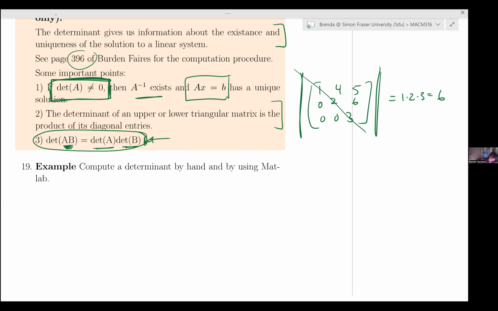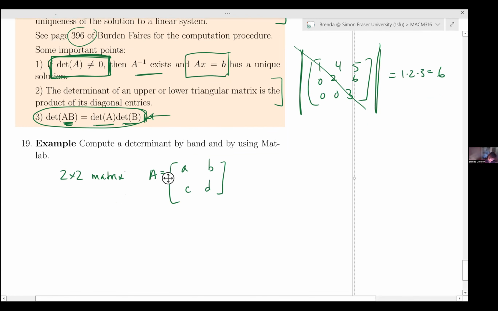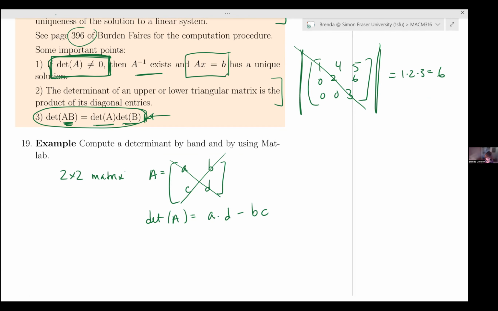Okay, so as before, if we have a 2x2 matrix looking like this, A, B, C, D, and we want the determinant of that, we just multiply the main diagonal, A times D, and then subtract the product of the other two numbers, B times C. So it's AD minus BC.